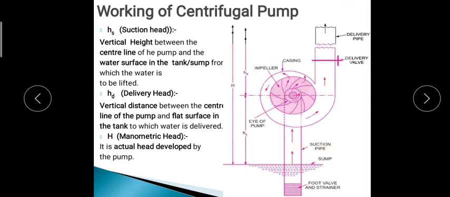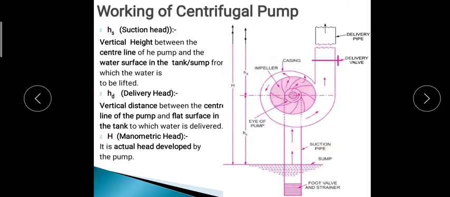Now, how does it work? As I have told, the impeller is mounted on the shaft of the electric motor. When we switch on the current, it flows through the electric motor and the motor starts rotating, which in turn rotates the impeller.